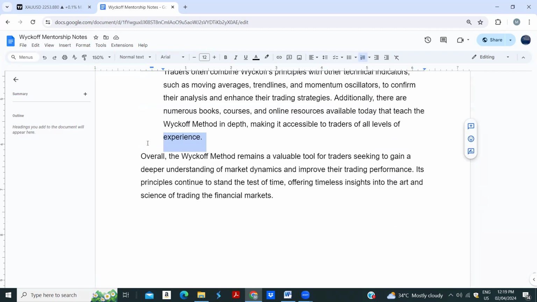Overall, the Wyckoff method remains a valuable tool for traders seeking to gain a deeper understanding of market dynamics and improve their trading performance. Its principles continue to stand the test of time, offering timeless insights into the art and science of trading the financial markets. So the Wyckoff method has stood the test of time. It has been proven again and again to be one of the best methods of technical analysis, and one of the best methods available to traders to trade the financial markets.